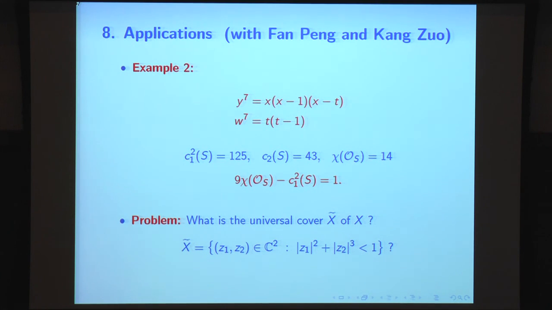For this surface, in the first example, the surface is on the Miyake-Yau line. So the universal cover is a ball, a two-dimensional ball. But this surface is very close to the Miyake-Yau line, but it is not on it. So the universal cover is not a ball. But what is the universal cover of this surface?